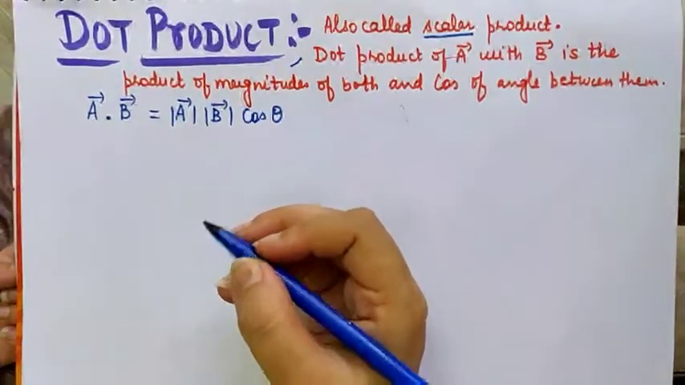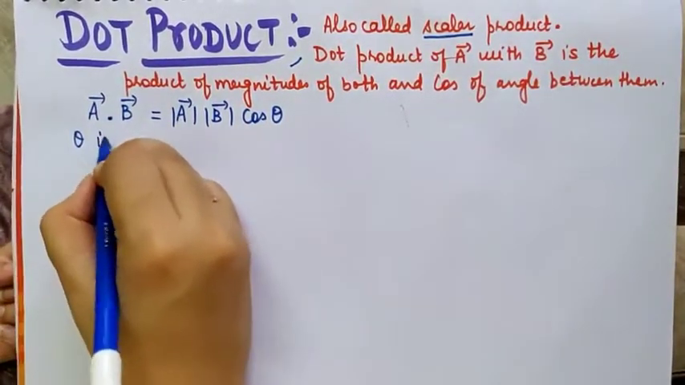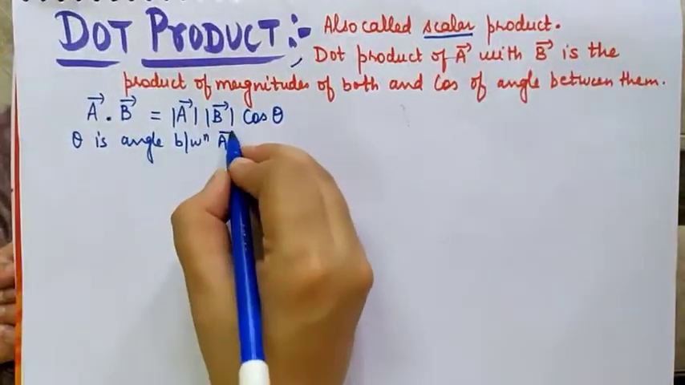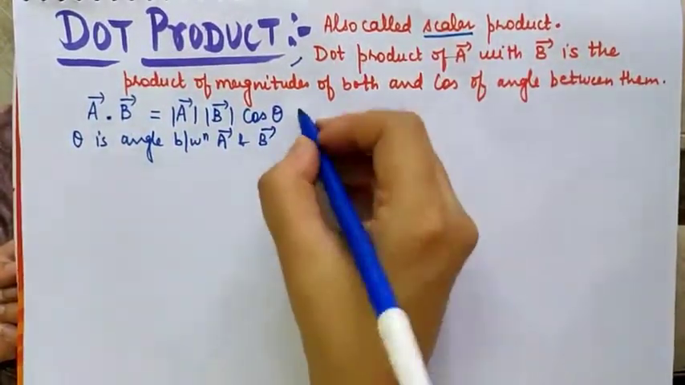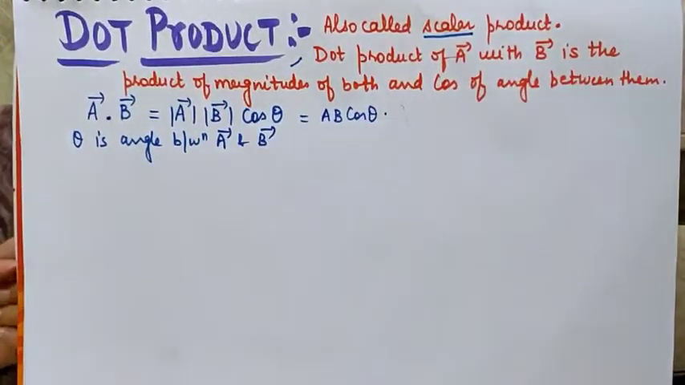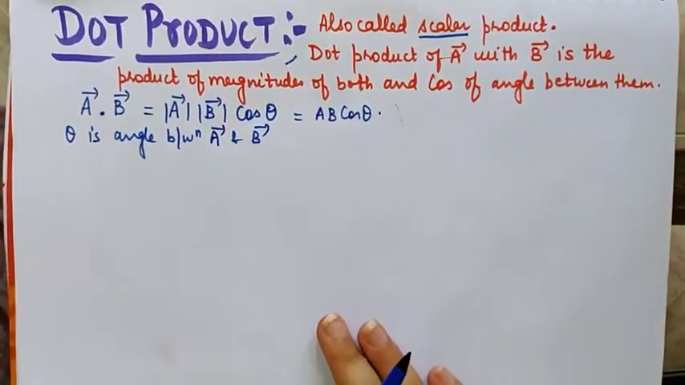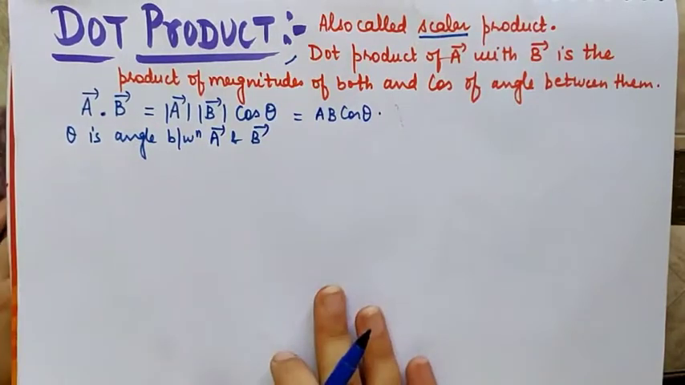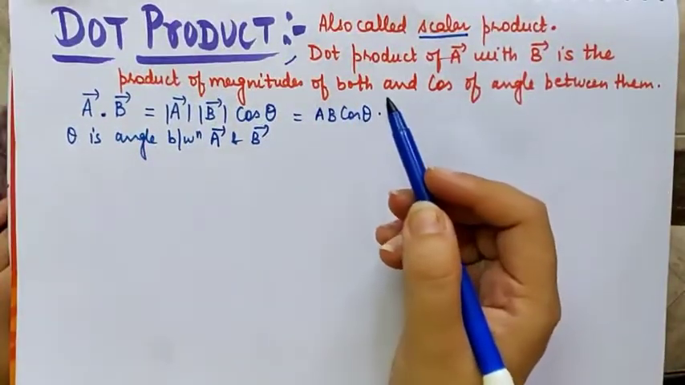The angle is written as theta, where theta is the angle between vector A and vector B. And you can also write it directly as AB cos theta, because in most cases we are not in the habit of writing the vectors with modulus. We can also write it in this manner.